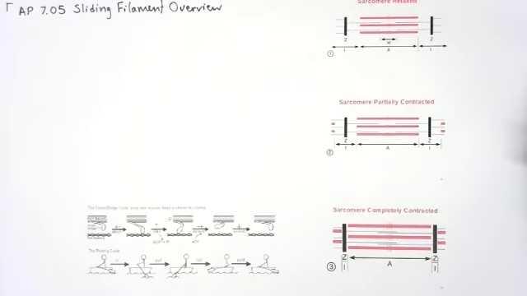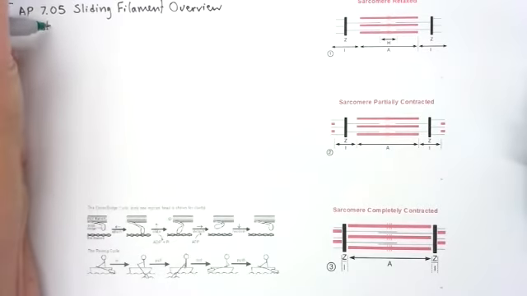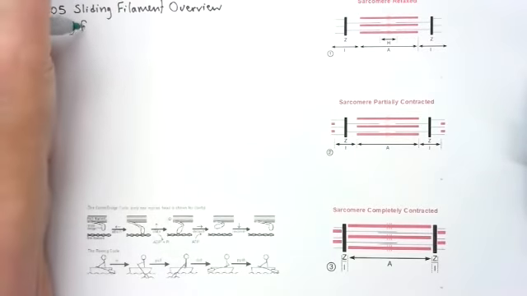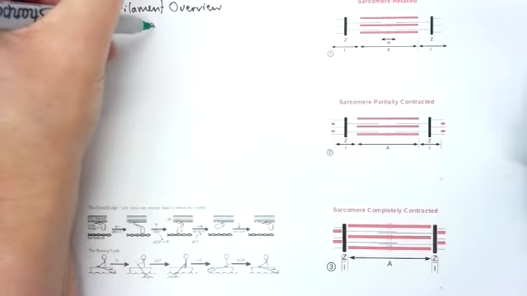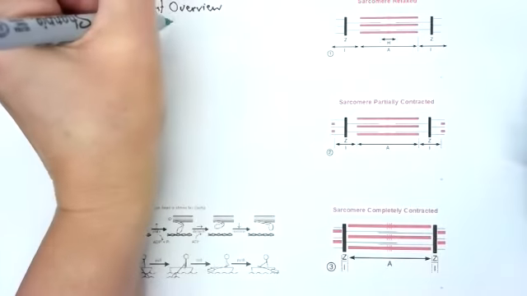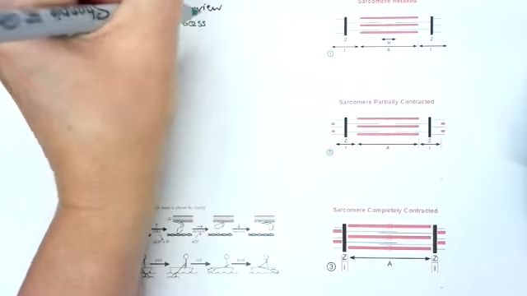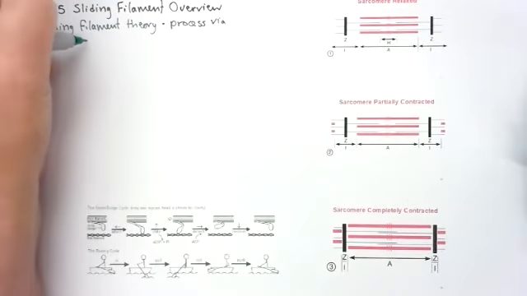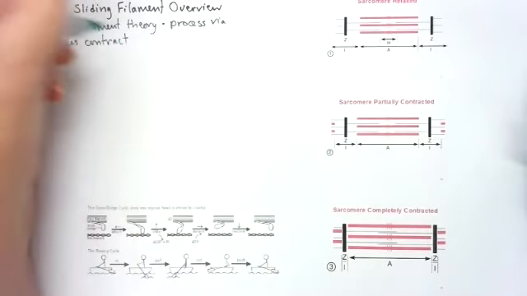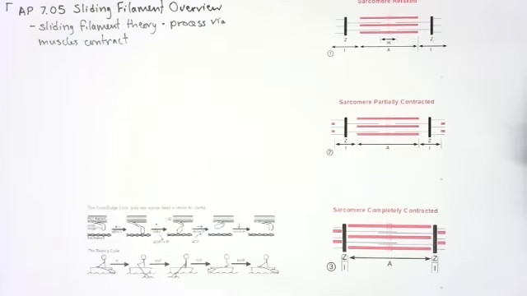What is the sliding filament theory? The sliding filament theory describes the process via which muscles contract. It's really not a theory, it's kind of been proven. And it's called sliding filament because one set of filaments slides past the other set. Just to refresh our memories, let's go through one more time.